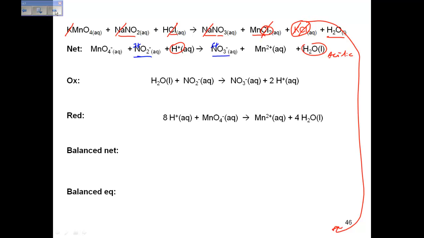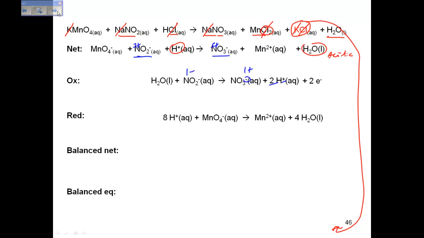Let's talk about charges. For the oxidation, I have water, which is neutral, it has 0. I have NO2 minus with 1 minus. Therefore, my total is 1 minus on my reactant side. On the product side, I've got 1 minus from the NO3 and I have 2 pluses. So 1 minus and 2 pluses gives me a 1 plus on my product side. The only thing I have at my disposal is electrons, so I'm going to have to add 1 electron to the product to get it to 0 and another electron to get it to minus 1. So I end up adding 2 electrons to my product side.